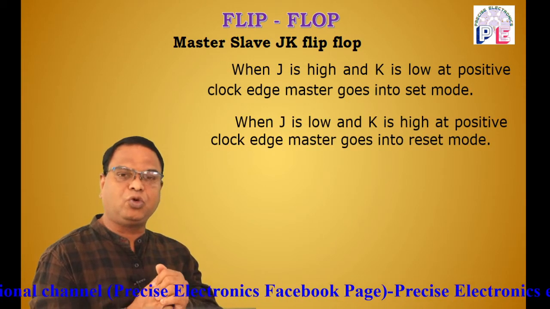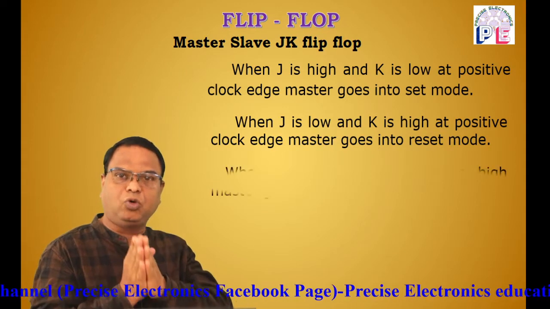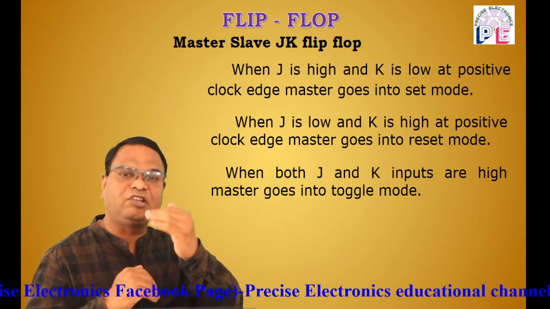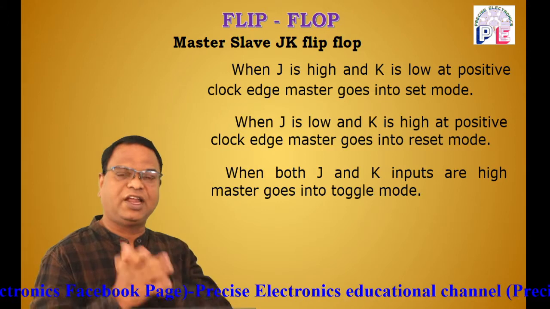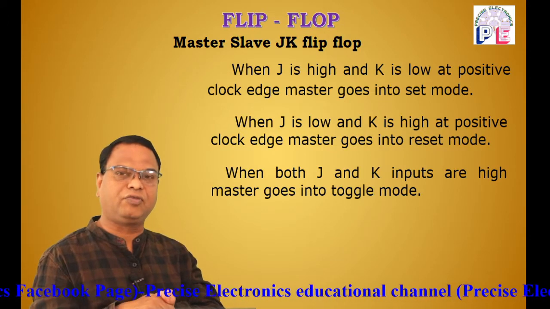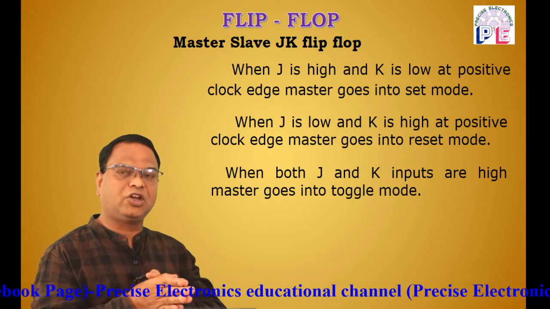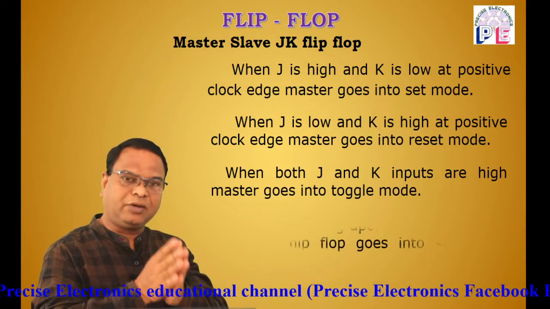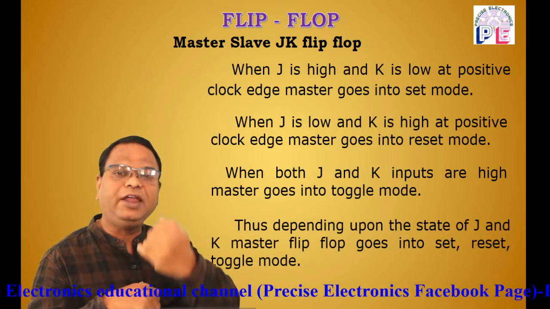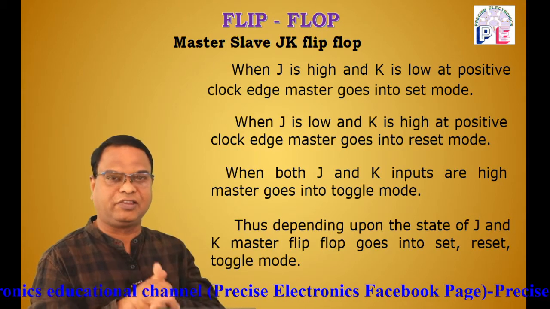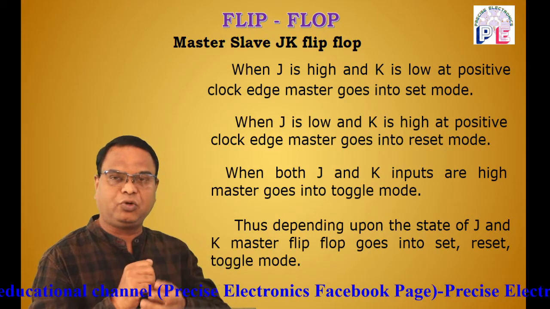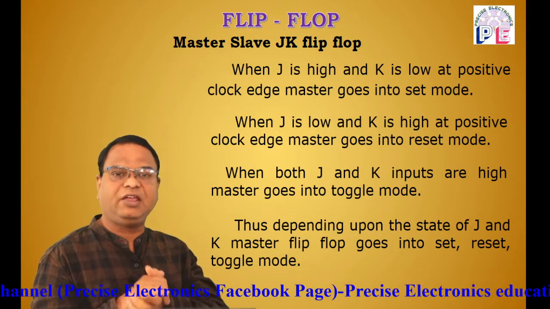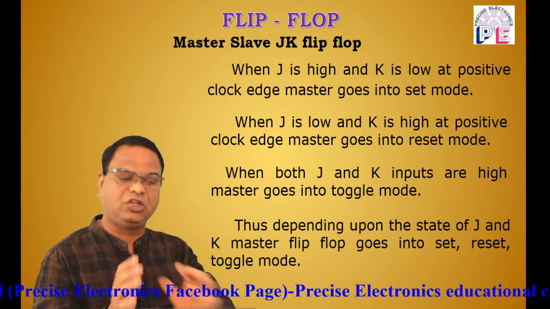The next condition, when both J and K inputs are high. When both J and K inputs are high, the master flip-flop goes into toggle mode. Hence the output continuously changes between high and low state, and this condition is known as the toggle condition. So from this we can conclude that the master flip-flop is either in set mode, reset mode or toggle mode as per the input states. When J is high, the flip-flop is in set mode. When K is high, the flip-flop is in reset mode, and when both J and K inputs are high, the flip-flop is in toggle mode. That is the working of the master flip-flop.